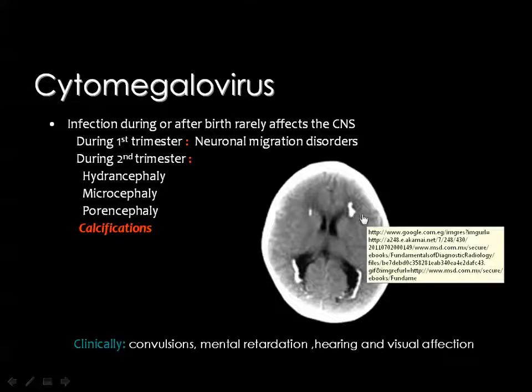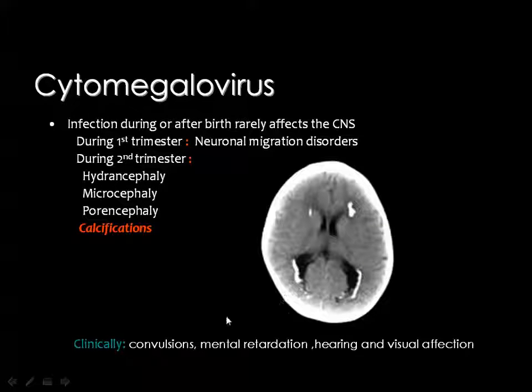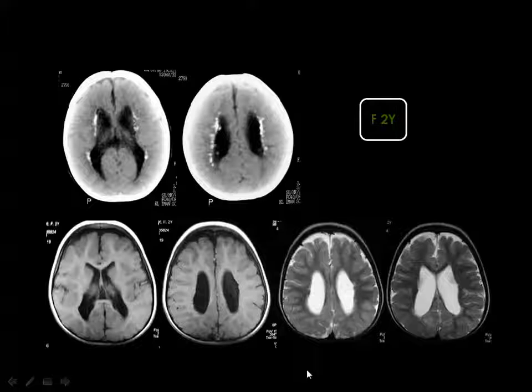And here you can see calcific foci that are related to the wall of the ventricle bilaterally, and this is the manifestation of all the TORCH infections, particularly the cytomegalovirus, where calcium is related to the ventricle. One should know that these minute periventricular calcifications may not appear in the MR images.